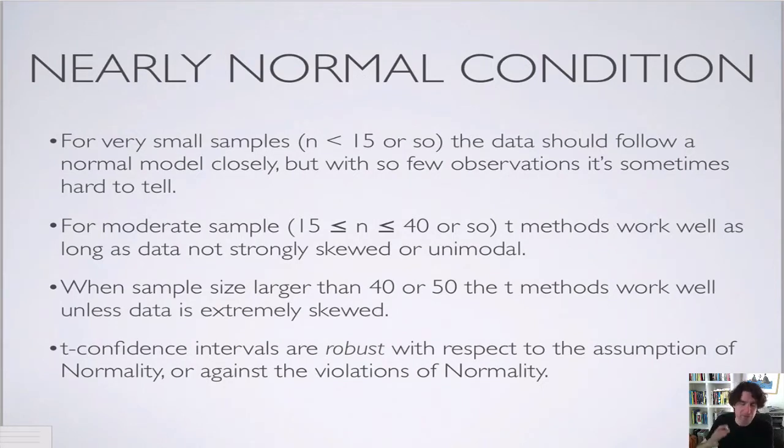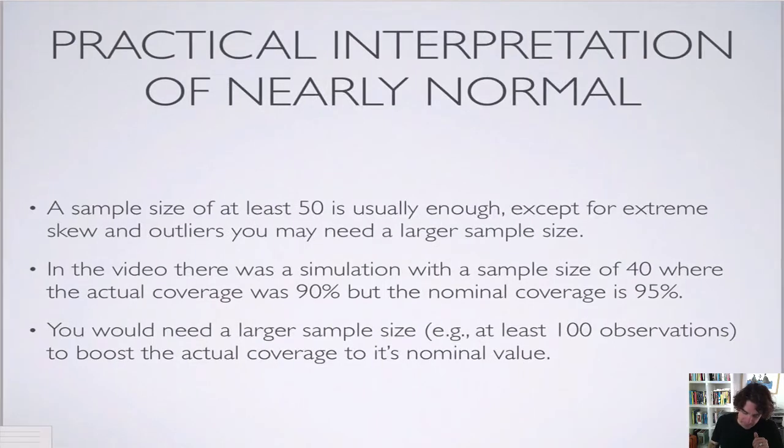For moderate samples, let's say n between 15 and 40, these t methods work well as long as the data isn't strongly skewed. And when the sample size is larger than 40 or 50, the t confidence interval methods work really well as long as the data is not extremely skewed. We say that the t confidence intervals are robust against violations of normality. So the real practical interpretation is if the sample size is greater than 50, then that's usually enough, unless the data is extremely skewed. You may need a larger sample size.